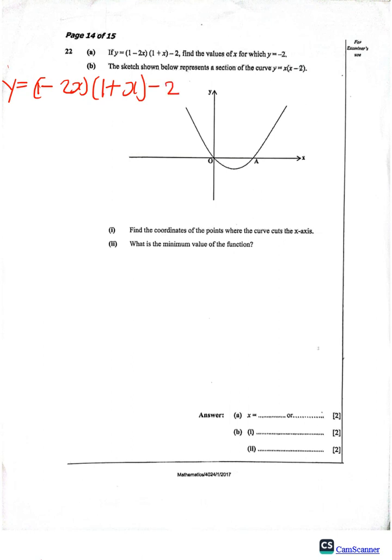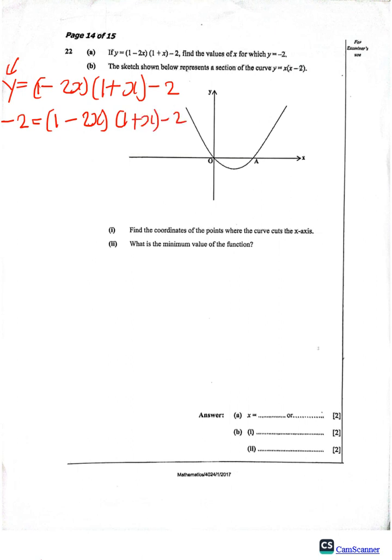If we expand this algebraically, we are going to form a quadratic. Then after forming the quadratic, we are going to use maybe the formula or factorization, regardless of the method that you're comfortable with. So the best way is we are going to substitute with the given value. The given value for y is negative 2. So negative 2 is equal to (1 minus 2x)(1 plus x). So we have been given a factorized equation already.